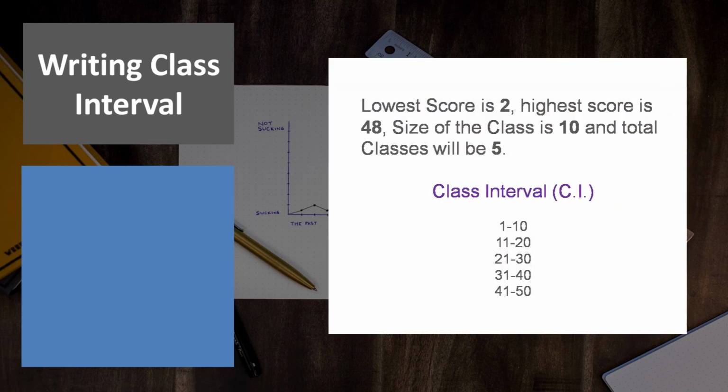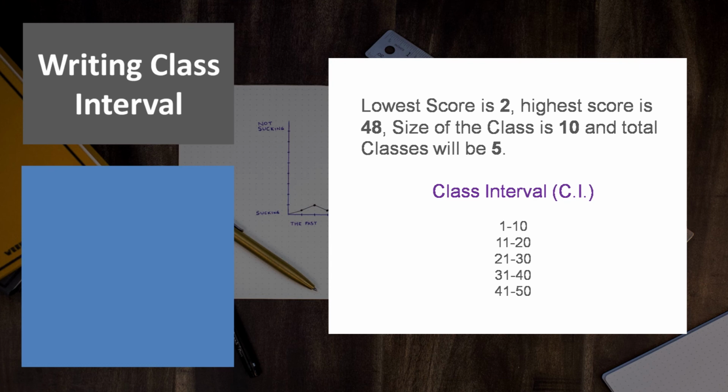So here you see the lowest score is 2 and the highest score is 48. Size of the class is 10. We have already decided, and the total classes will be 5, because we have already found 46 is the range, and divided by size of the class, 10, 46 by 10 is 4.6, and rounded off that is 5.